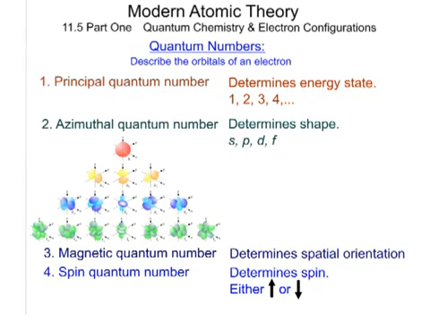The third quantum number is the magnetic quantum number. It determines spatial orientation, and due to its complexity, we're not going to discuss that here, so you don't really need to worry about that one.